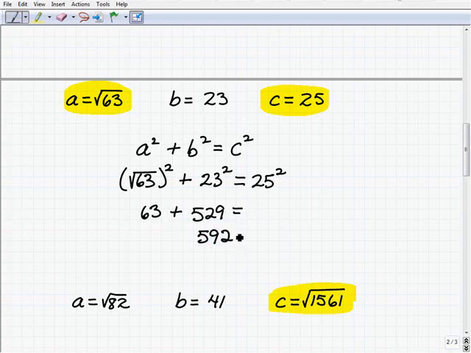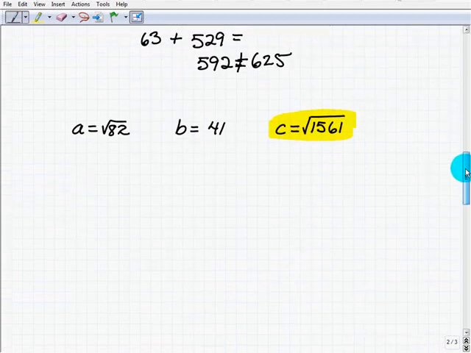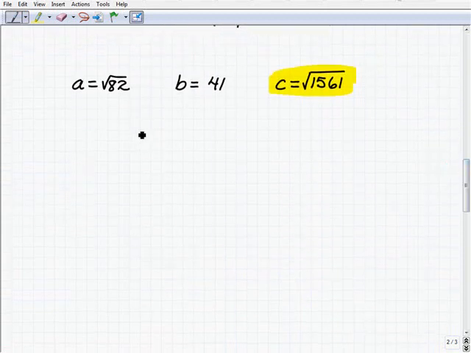All right, so now what we have to determine is whether 592 equals 25 squared, and it's not. Okay, 25 squared is 625. So because 592 does not equal 625, in other words, a squared plus b squared did not turn out to be the same as the hypotenuse squared, c squared, these cannot be the lengths of a right triangle. All right, so hopefully you have the general idea now how to do this problem. So let's go ahead and take a look at the last one.